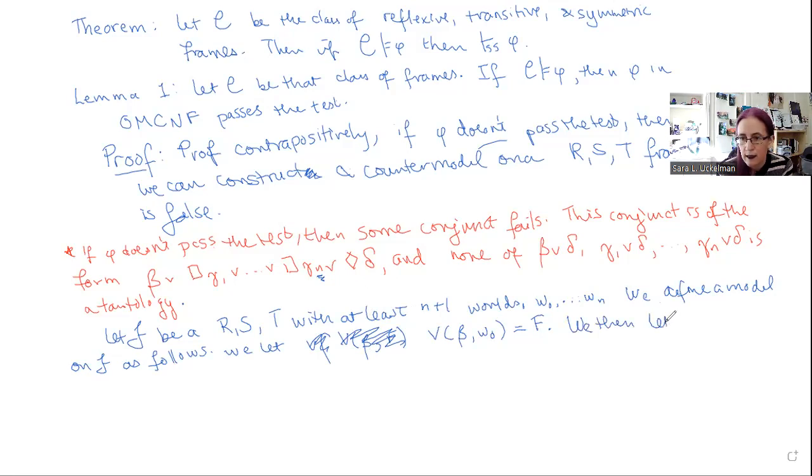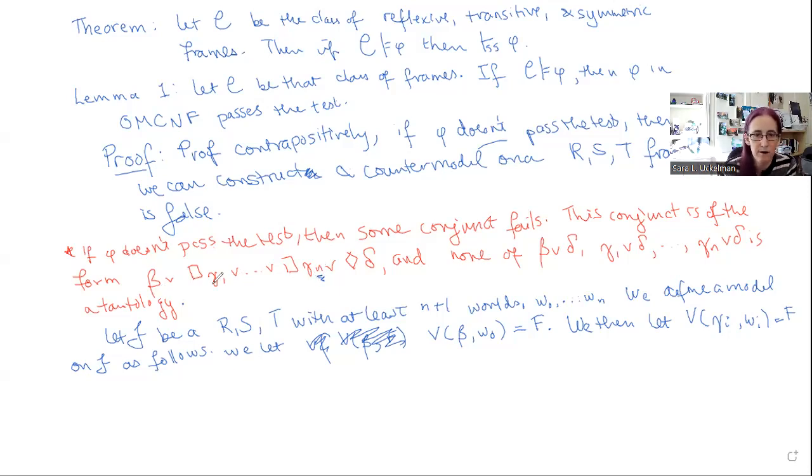We then let the value of gamma i at world i be false in exactly the same way. Each of these gammas is purely propositional, not a tautology. So you can just falsify it at that one world, define your valuation however you need to in order to make gamma i false at Wi. And this is why we needed to have one more world than we had gammas, because W0 is the world that the purely propositional part of the original conjunct was. So this gets us that all of these betas are false, all of these gammas are false, and at least one world in this.